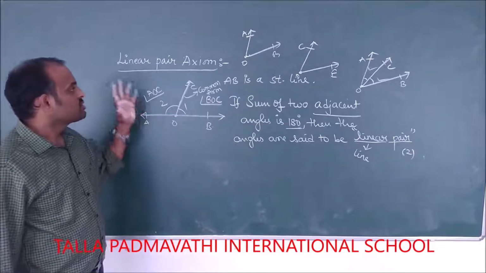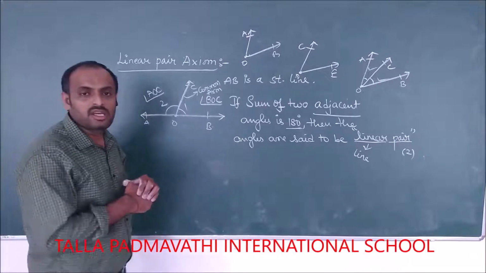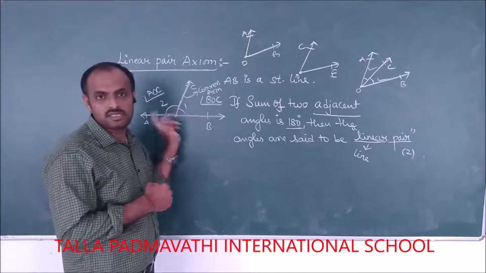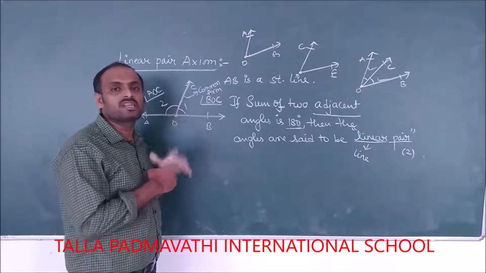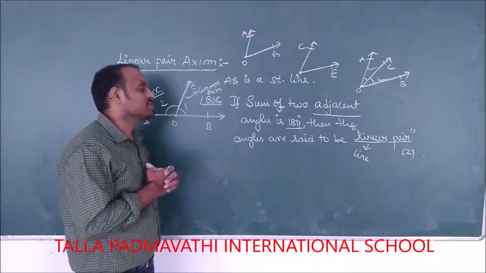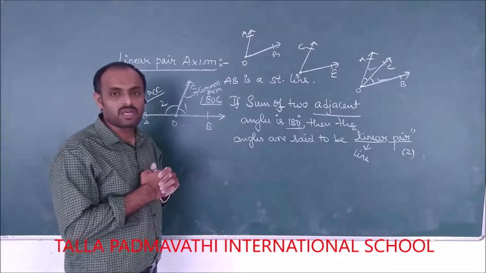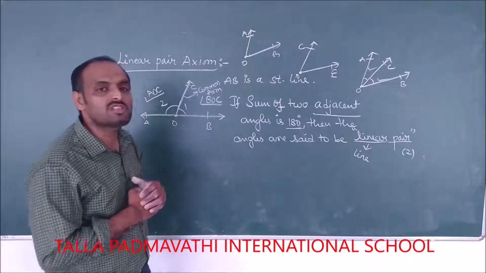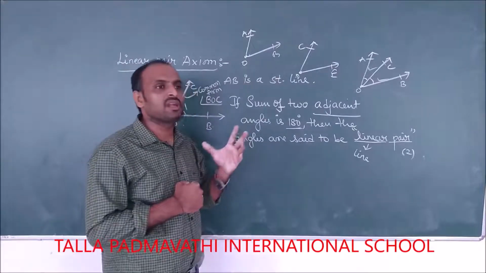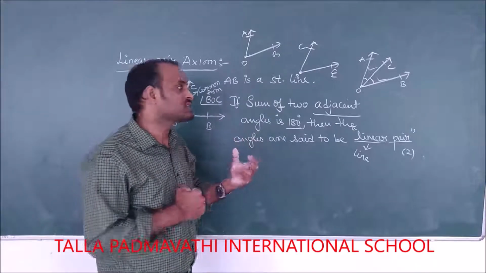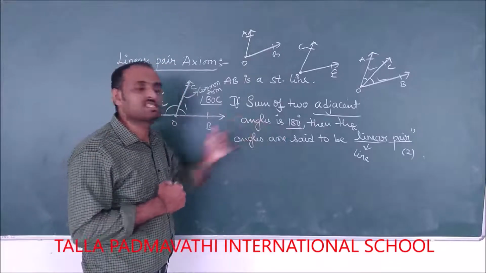So what do you mean by linear pair? If the sum of two adjacent angles is 180 degrees, then the angles are said to be a linear pair. Mostly students will have a doubt that supplementary angles means the sum of two angles is 180 degrees, and even a linear pair is the sum of two angles being 180 degrees.